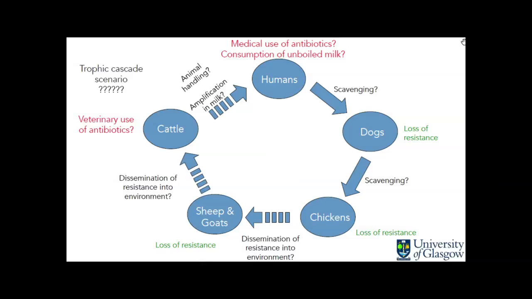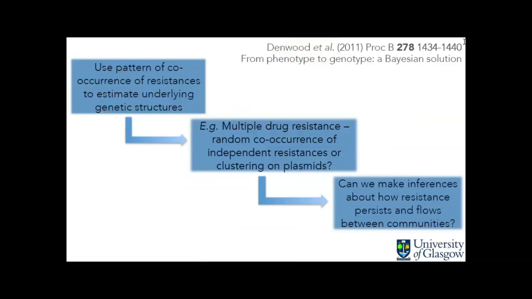Could there then be dissemination into the environment and to the grazing species? Or perhaps more resistance occurring in the cattle again, where antibiotics are used, and is there possibly a route from cattle to humans? To investigate, we're using a Bayesian modeling approach based on that described in this paper here, Denwood.